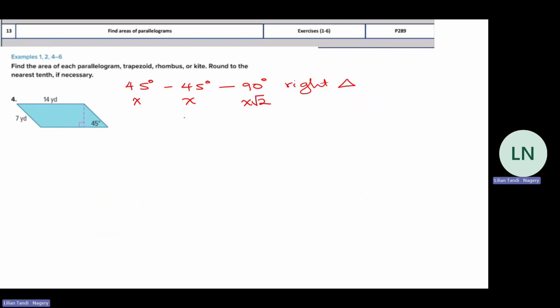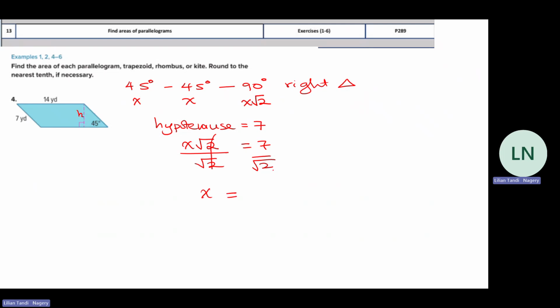Now, I want to find my height. So my height should be x, okay? And I know my hypotenuse. So my hypotenuse is 7. So my hypotenuse according to this is x square root of 2, which should equal 7. I want x, I will divide both sides by square root of 2. Okay, so this is x.